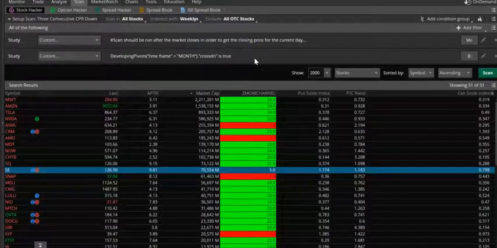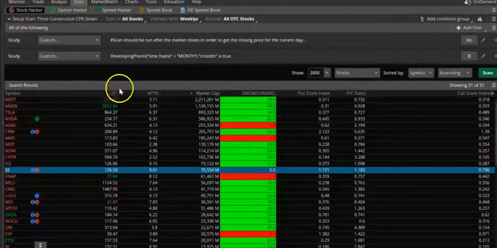In this video we are going to look at a 3 CPR down strategy, where we are looking at consecutive 3 CPR on a monthly time frame. So we are here on a monthly time frame. We are also including developing pivots. We want to look for developing pivots which are crossing down, which basically means on a monthly time frame, the two intersecting things will show us stocks which are in a very good downtrend.